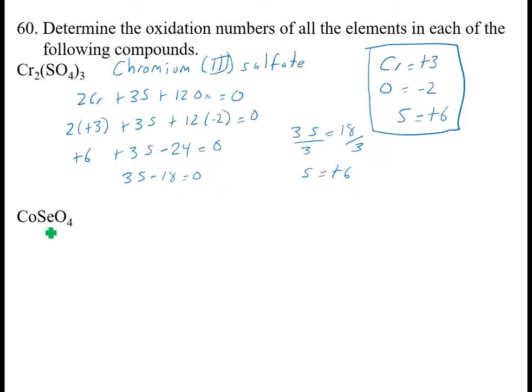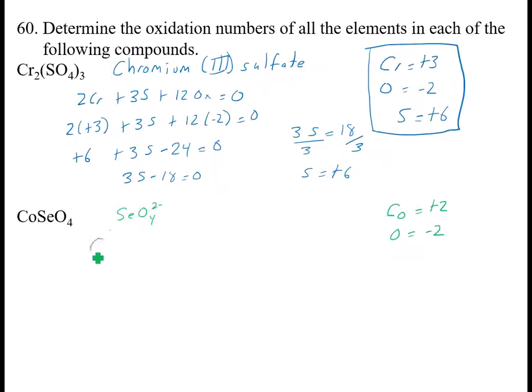Cobalt selenate. Selenium is in group 6A, so selenate, SeO4, is a 2- charge. So what's the charge on cobalt? If there's no 2 here, then it has to be a +2. So I know my cobalt is equal to a +2. Oxygen, same as always, is a -2.